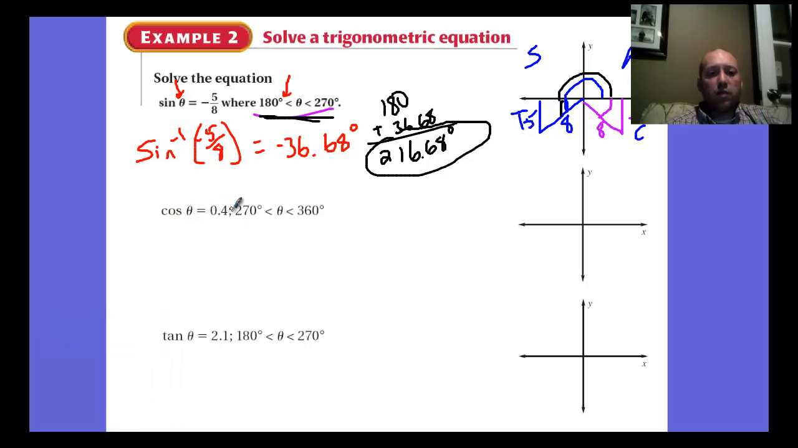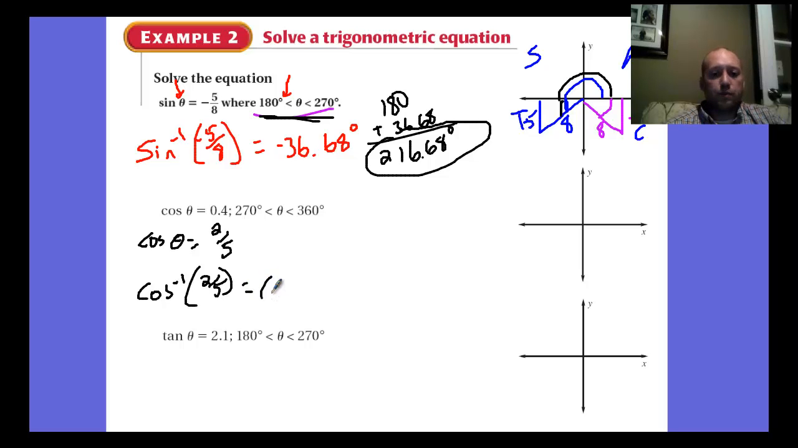Cosine of theta equaling 0.4. Well, sometimes I change that into fractions because I want to see if it's on the unit circle. So 0.4 is like 4/10 or 2/5. Okay, so it's not one we know. It's not the square root of 2/2 or 1/2 or something like that. So it's not on the unit circle. But I do have to check. And so again, I can just plug this in the calculator as the inverse cosine of 2/5. If I do that, I get 66.42.